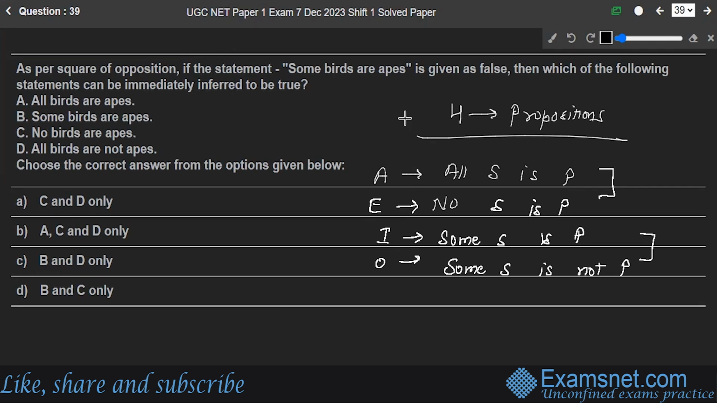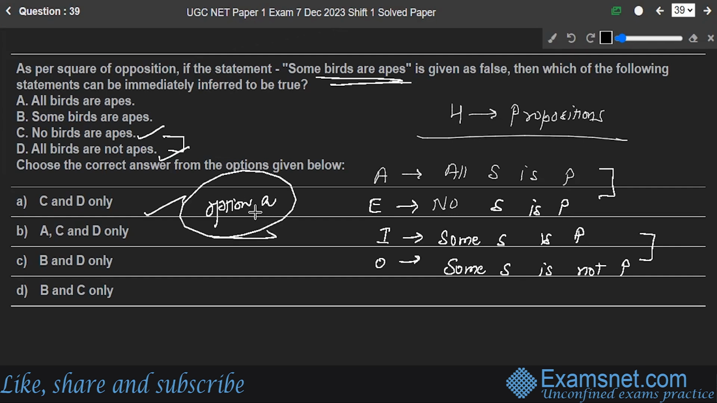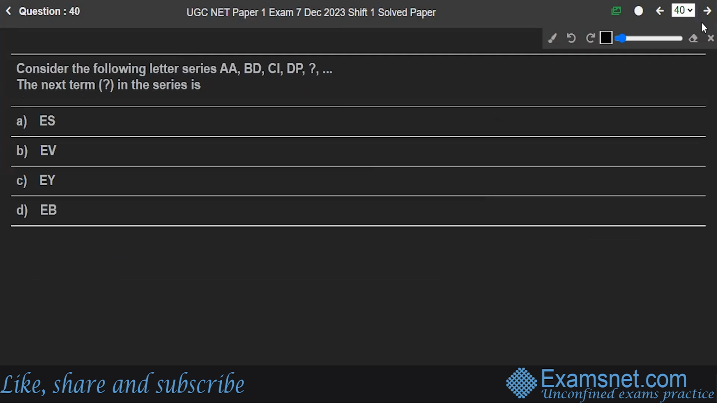In this case, the given statement is some birds are apes, which means that the contradictory statement, no birds are apes, must be true. Additionally, the subcontrary statement, some birds are not apes, must also be true, because it cannot be false if some birds are apes. So both of them are true, C and D, option A. Option A is the right answer to the question. Hope you got that. Let's move to the next question, number 40.